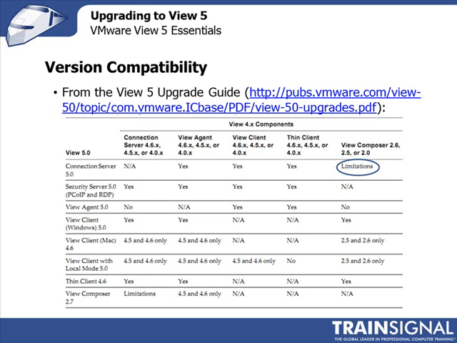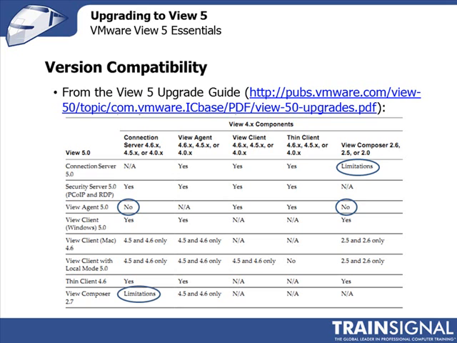Given these limitations, it's highly recommended to upgrade the Vue Composer piece as quickly as possible after upgrading the connection server pieces. Next is the Vue Agent 5.0, which has no compatibility with the connection servers of 4.x or the Vue Composer versions from 2.0 to 2.6. Given these limitations, we'll want to upgrade our connection servers and our Composer servers before upgrading the agent.